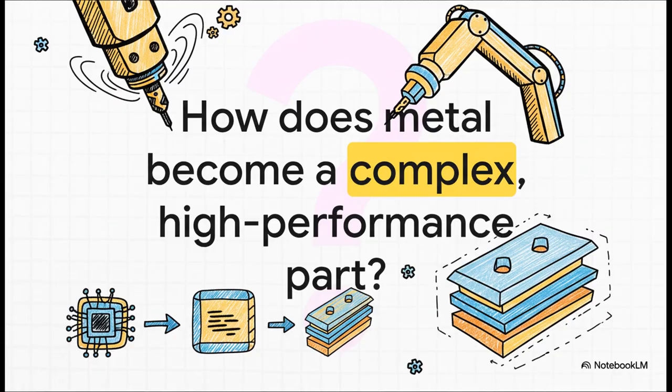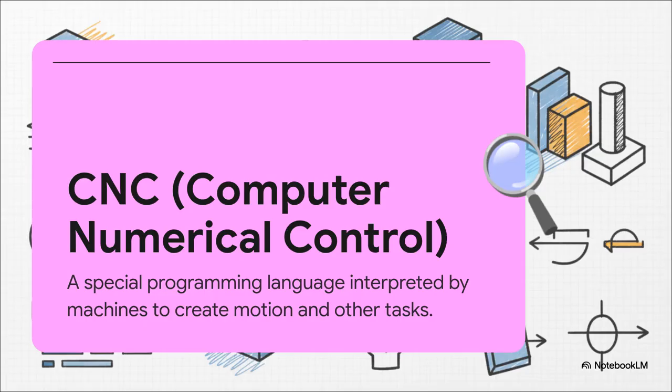You look at a solid block of metal, and then you see a super complex, high-performance engine part, and you think, how in the world does one become the other? Well, the answer isn't magic. It's actually a very precise conversation between a computer and a machine. So at its core, CNC is a process that uses digital instructions to control physical tools.